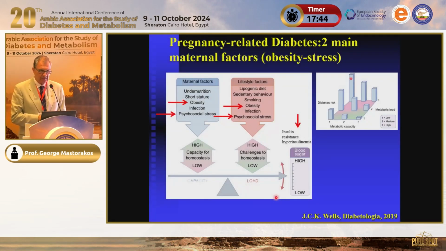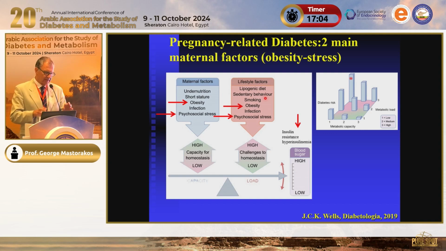Here you can see in this relatively recent review a nice cartoon representing how maternal factors, let's say internal factors regarding the character of the mother, the way the mother behaves, as well as her body physiology, together with lifestyle factors of the mother, can interfere and play contradictory roles regarding the development of hyperglycemia, which results in insulin resistance and is associated with the subsequent hyperinsulinemia.